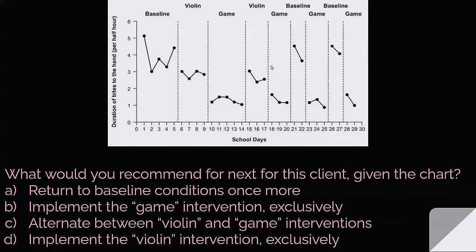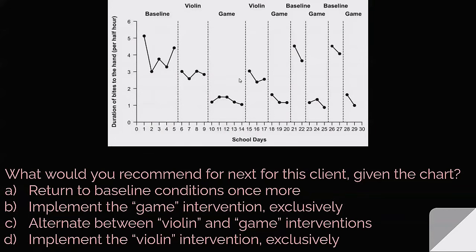Why would you do something that's not quite as good? Violin works better than baseline, it looks like, but it's not as good as whatever this game one is. So let's not do C. And D, implement the violin intervention exclusively. Again, why? It's not as good.